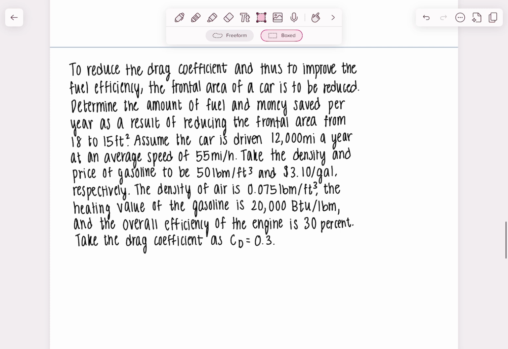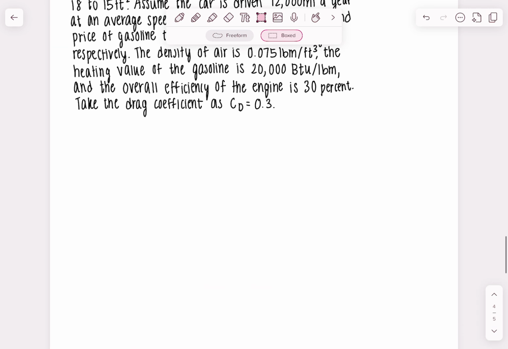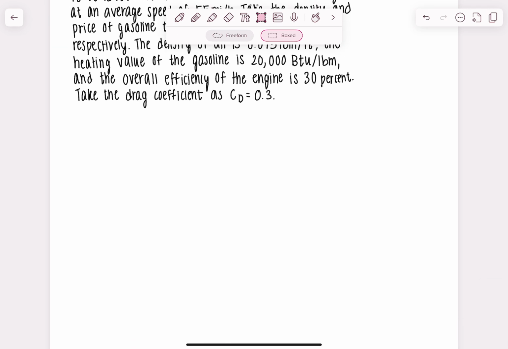Assume the car is driven 12,000 miles a year at an average speed of 55 miles per hour. Take the density and price of gasoline to be 50 lbm per feet cubed and $3.10 per gallon, respectively. The density of air is 0.075 lbm per foot cubed. The heating value of the gasoline is 20,000 BTU per lbm, and the overall efficiency of the engine is 30%. Take the drag coefficient as CD equals 0.3. Okay, so what we have is a car. So let me draw that the best that I can.